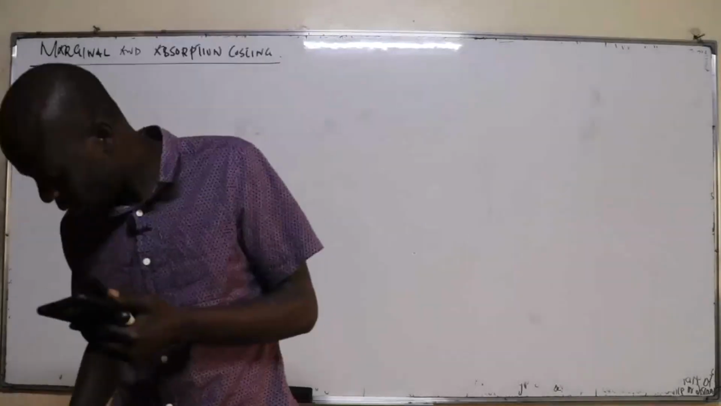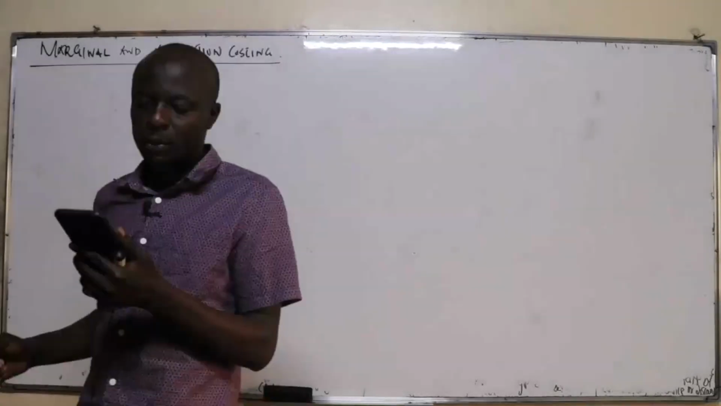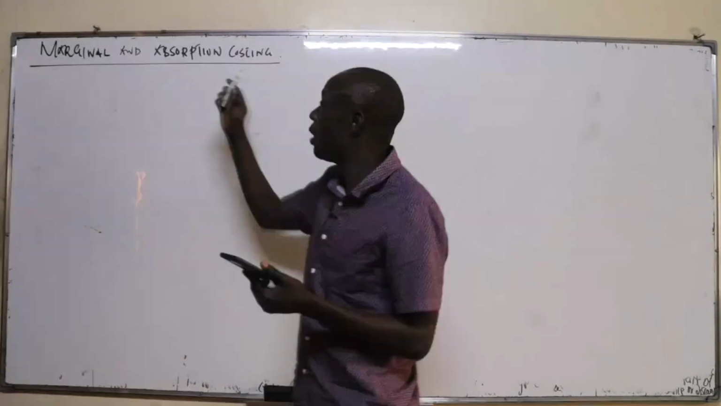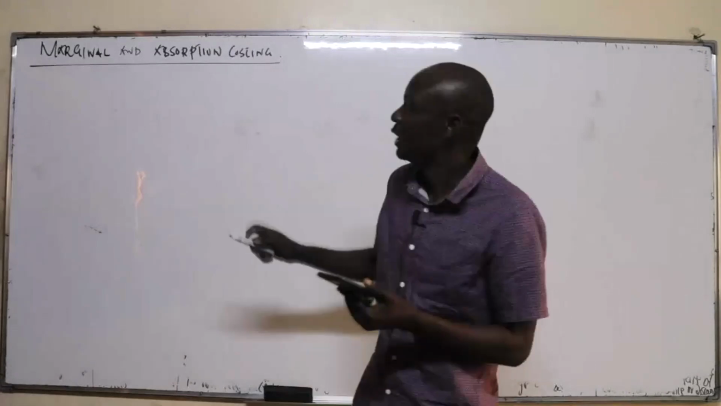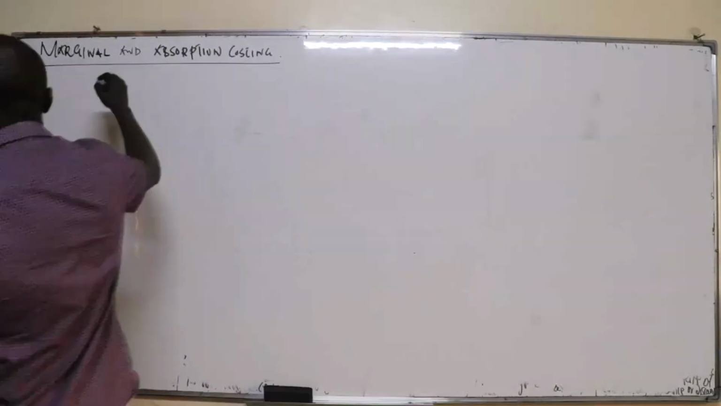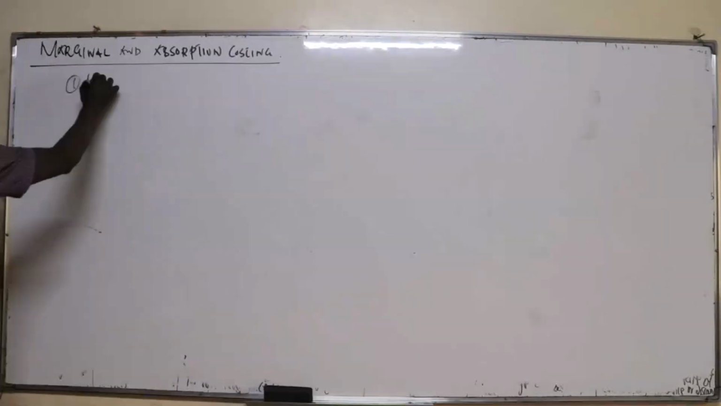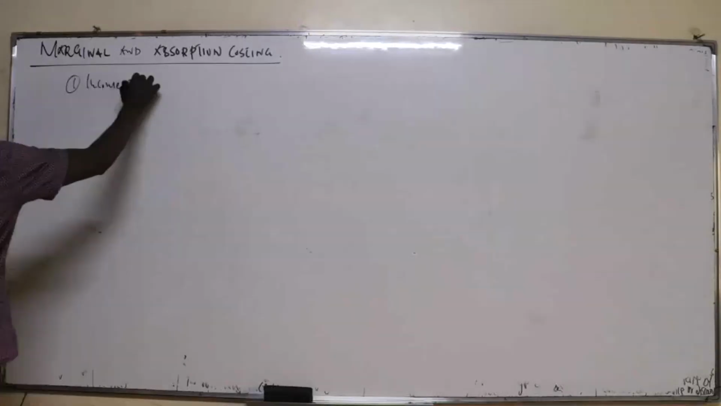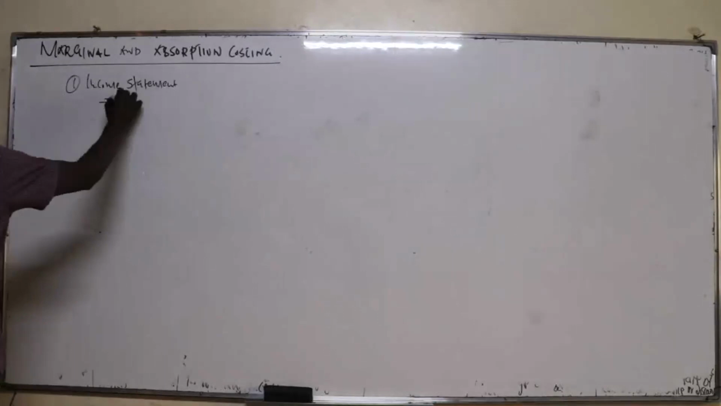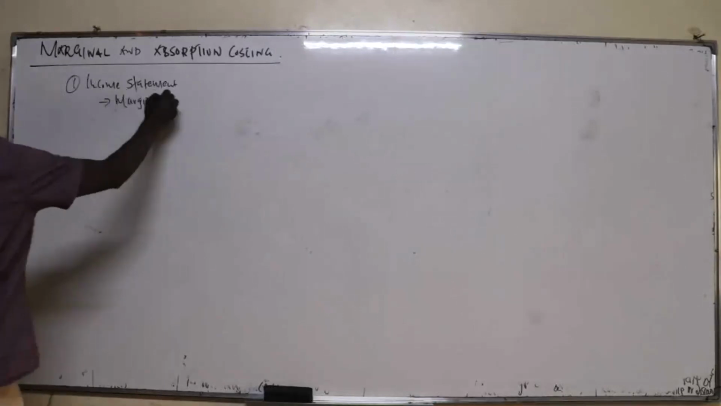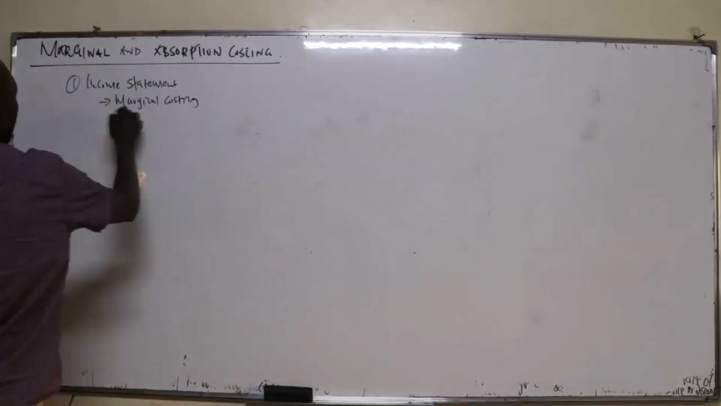So we're starting a new topic called marginal and absorption costing. It's a very important topic. The topic highlights here: you're supposed to know, one, the income statement under marginal costing, and two, under absorption costing.